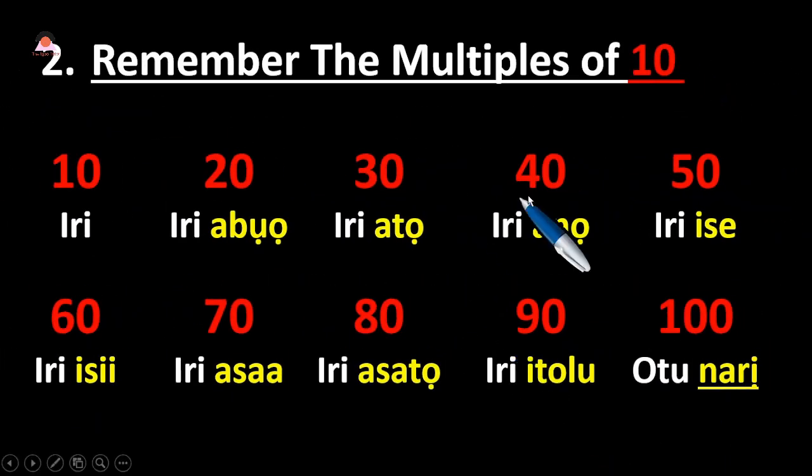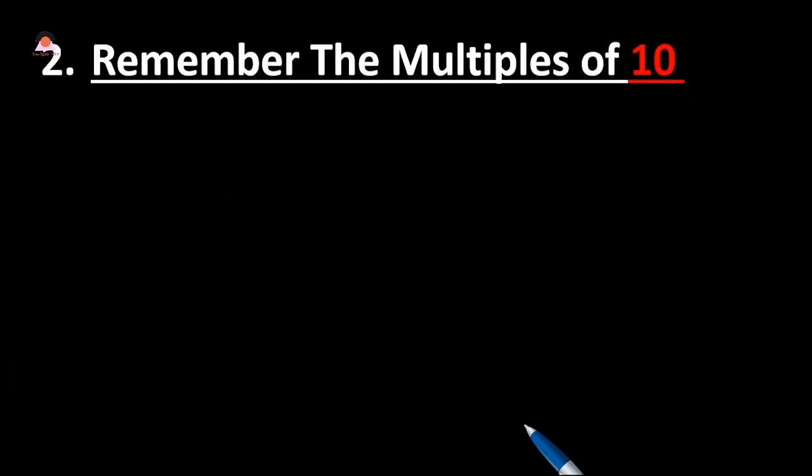Let's move to multiples of 10, which is as displayed on the screen. 10, 20, 30, 40, 50, 60, 70, 80, 90, down to 100. How do we pronounce them? Let's go back to our pronunciation now. 10, Iri.